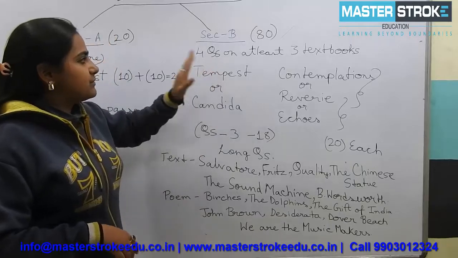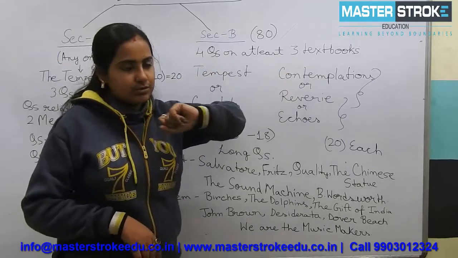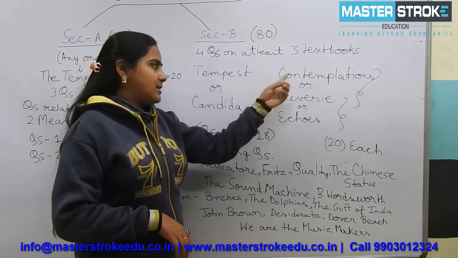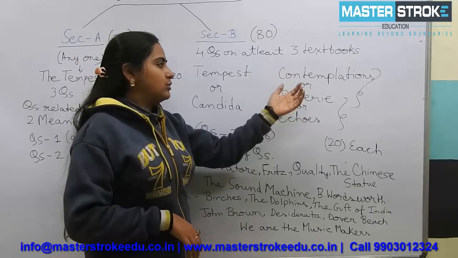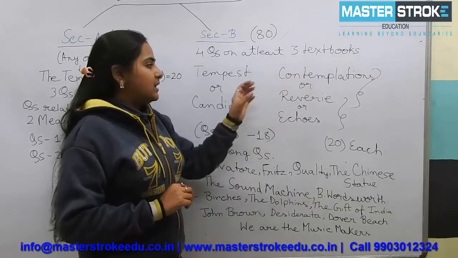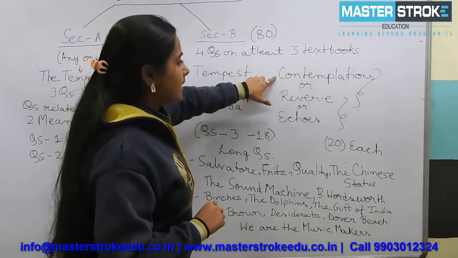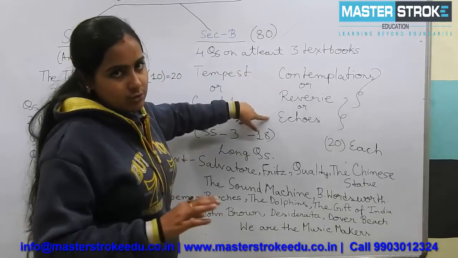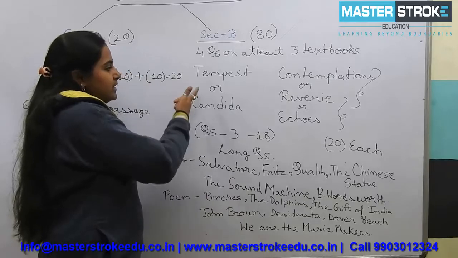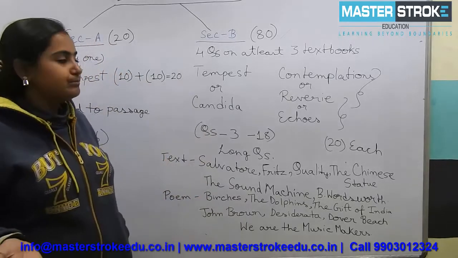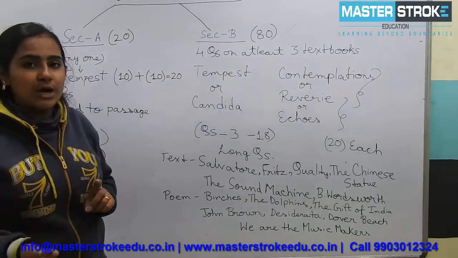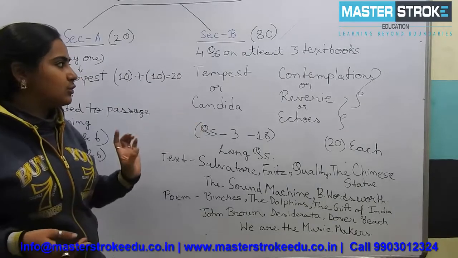So 4 questions we have to attempt from 3 textbooks. Any of the books, you have to choose 2. So either Contemplations or Ecos, or Contemplations or Reverie, or Reverie or Ecos. That is the combination. And 1 extract will also be there from Tempest and Candida. In this also you have to select any one. Okay, so that is the course.